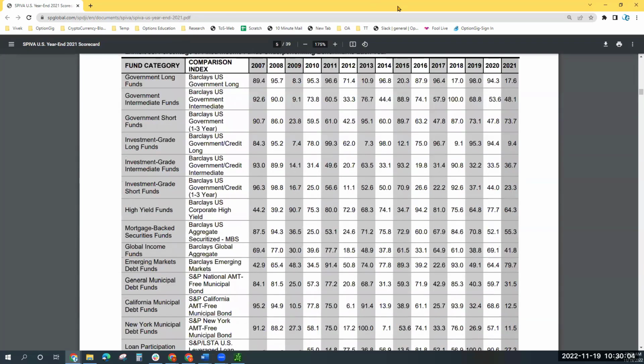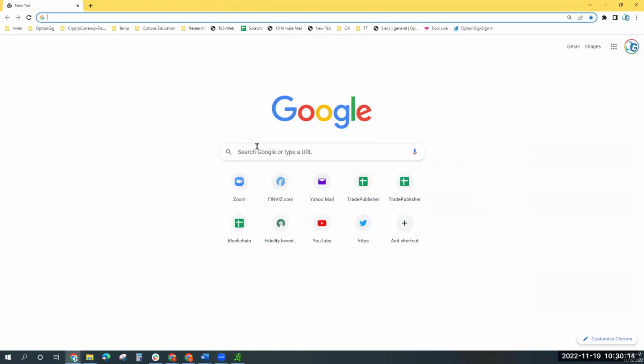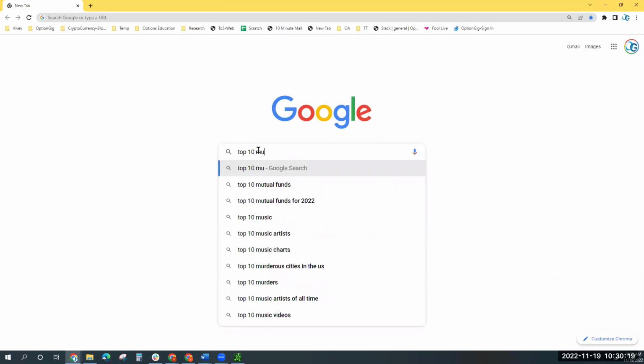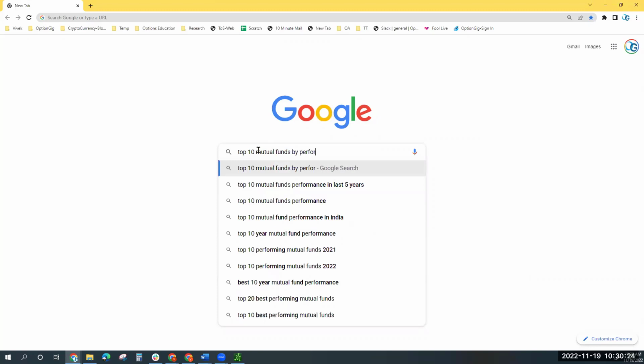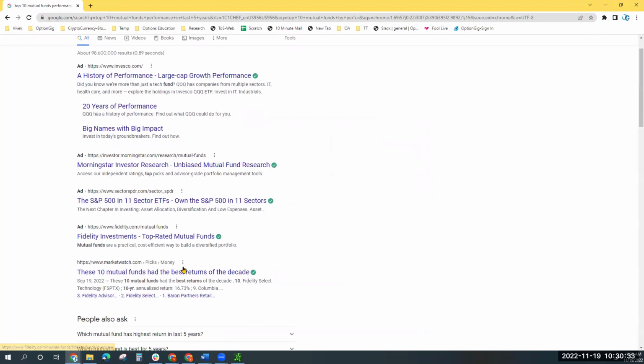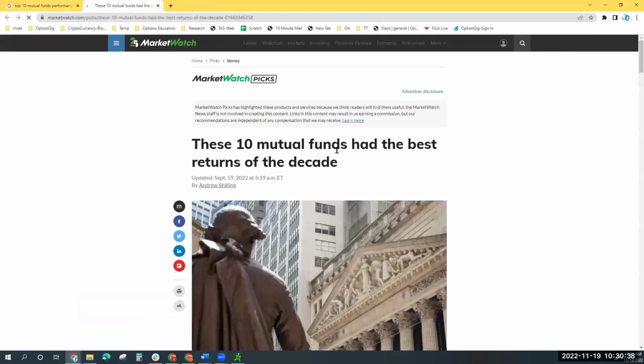I think, yeah, that's another one I wanted to share. So top 10 mutual funds. Let me look at Asif's question. Let's search for top 10 mutual funds by performance in the last 5 years. Not top rated. Okay, let's pick up this top 10 mutual funds that had the best returns of the decade.